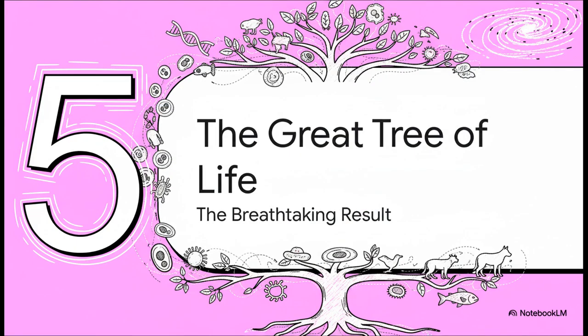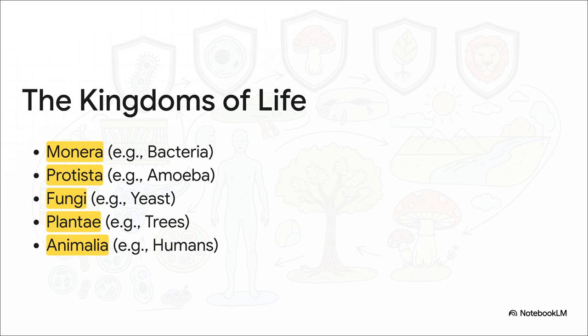Okay, let's take a breath. We've seen the building blocks, we've seen how they're assembled, and we've seen the blueprint that directs it all. Now, for our last section, let's zoom all the way out and just admire the absolutely breathtaking result of all this biology in action. So all life on Earth, every single bit of it, built from these same basic cellular parts, can be sorted into 5 huge groups, or kingdoms.